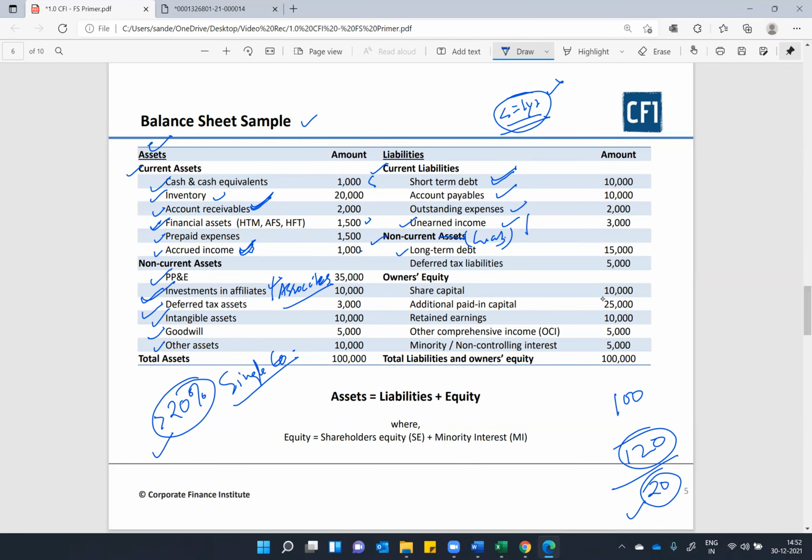Under non-current, we have long-term debt. So short-term debt is less than 1 year, and long-term debt is what we have to pay after 1 year. Next is your deferred tax liabilities. So what are deferred tax liabilities? Earlier, in deferred tax asset, we had to pay a certain amount, but we had paid 120. So we had paid extra. That became a situation of deferred tax asset.